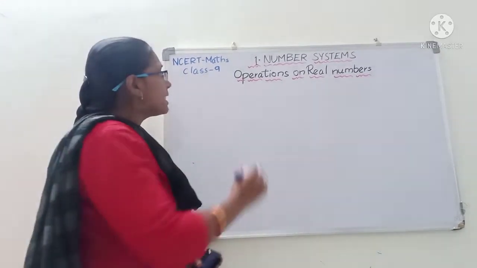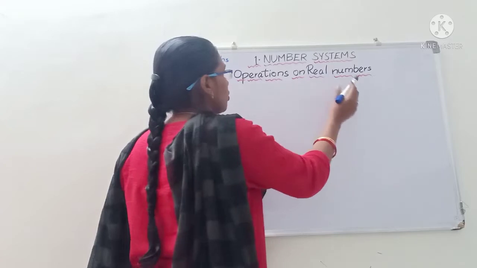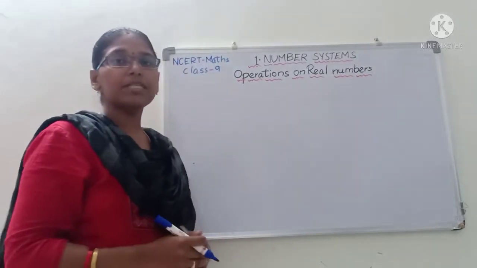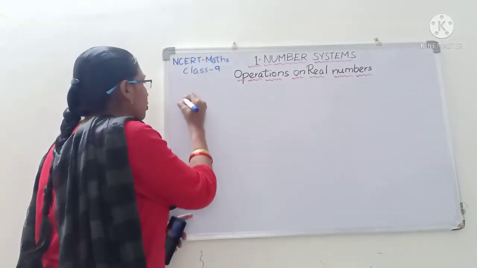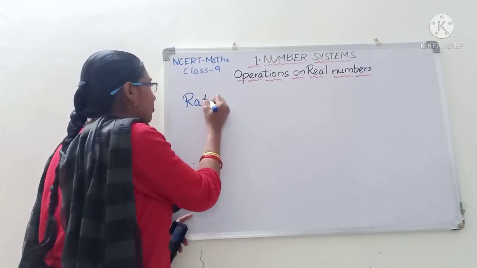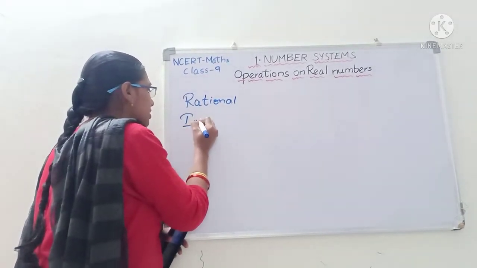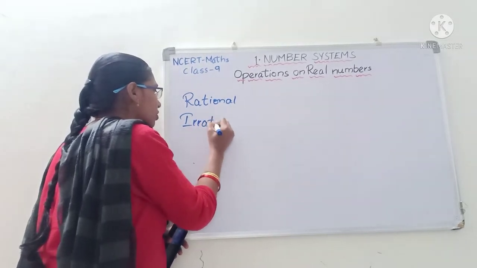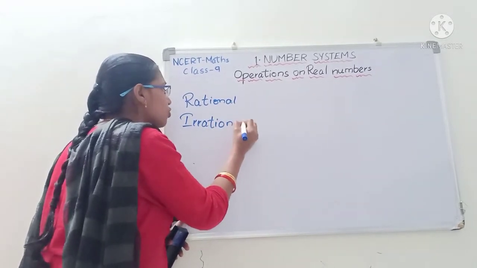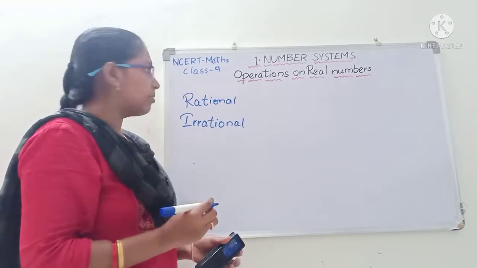Children, today let's discuss the topic operations on real numbers. What are real numbers, children? Real numbers include rational and irrational numbers. Rational and irrational numbers together are called real numbers.